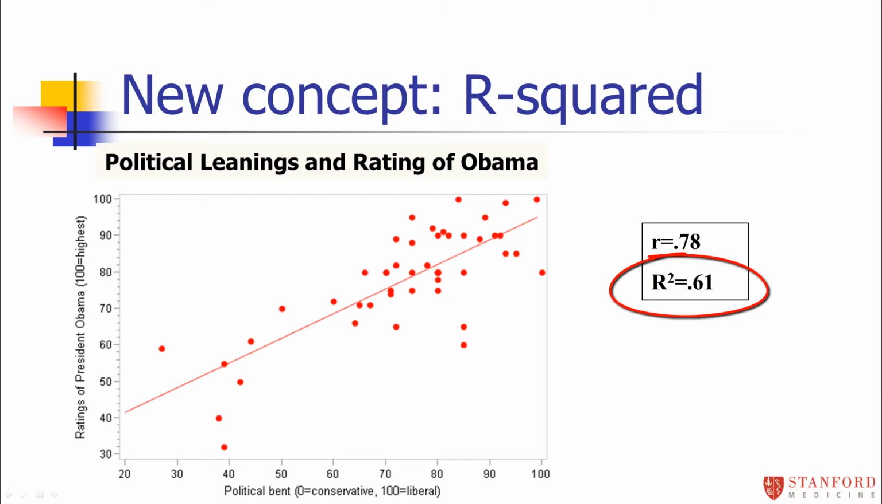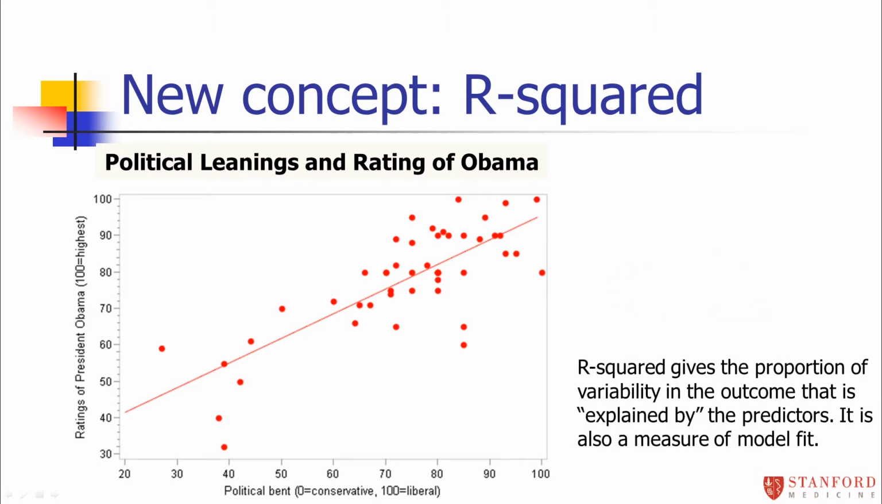In this case, if you square 0.78, you get about 0.61, and that R squared has a nice little interpretation. The R squared gives the proportion of variability in the outcome variable that is "explained by", I'm putting explained by in quotes because I don't want to imply causality here. It might be better to say something like is accounted for by the predictor or predictors in the model. When we get to multivariate linear regression, you'll see it's also a measure of model fit. But in this case you could interpret the R squared as 61%.